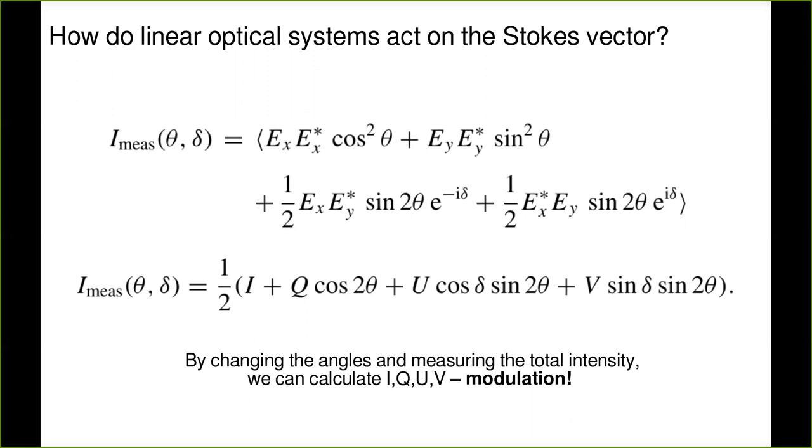And in principle, it's clear to all of you that in order to decipher the values of I, Q, U, and V, the original ones that are arriving at your instrument, you need to make four different measurements. So you need to have four different combinations. Of course, theta and delta don't always have to change, but you have to have four unique combinations.